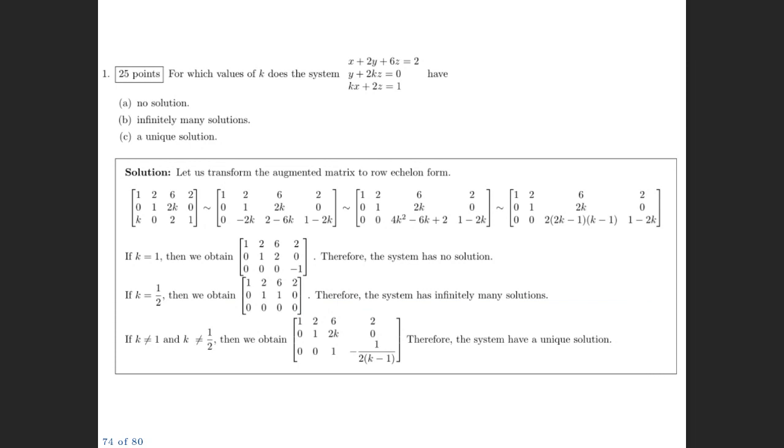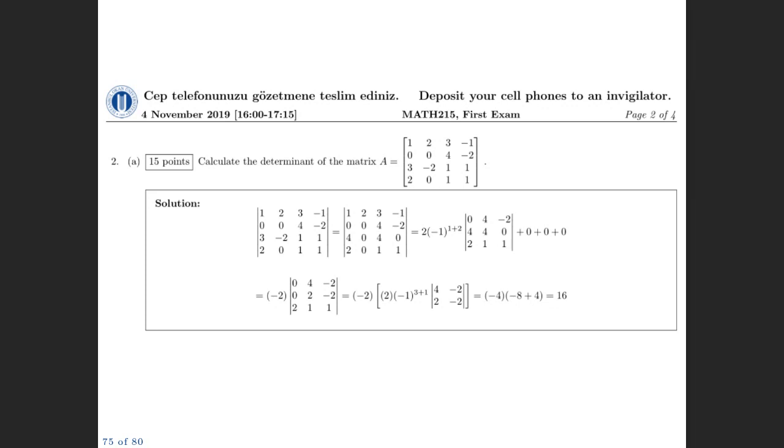Let's move on to question 2. Calculate the determinant of this 4x4 matrix. Use any method you wish. Remember, for a 4x4 matrix, you can't use the rule of Sarrus. That only works for 2x2 and 3x3 matrices.